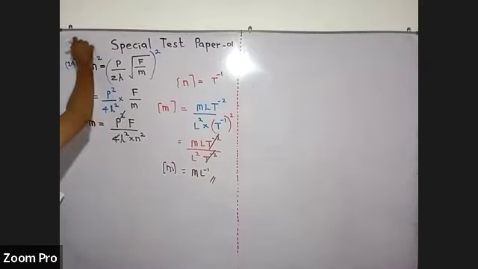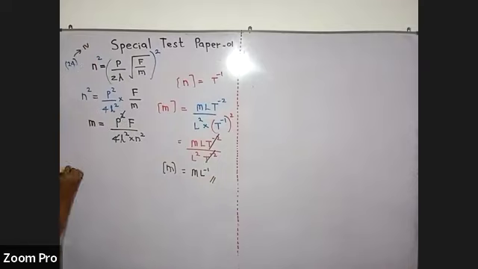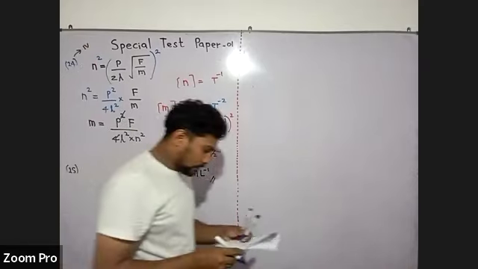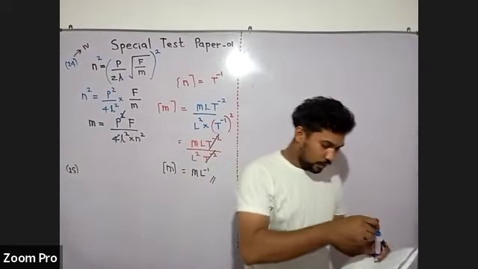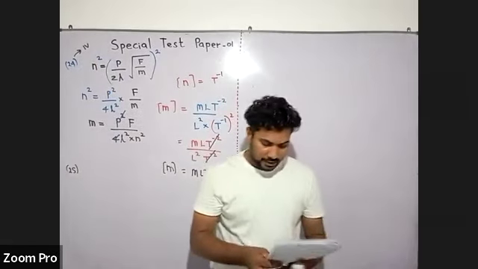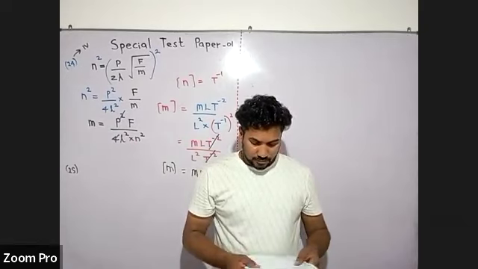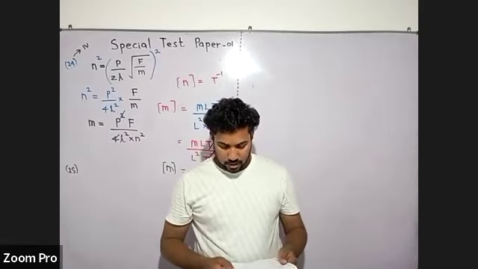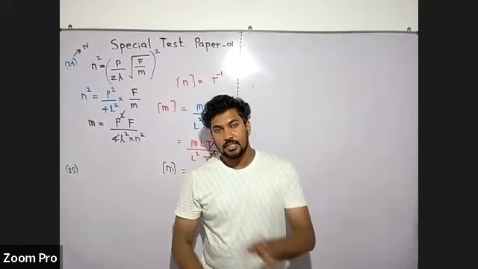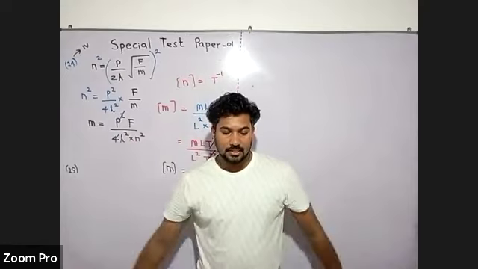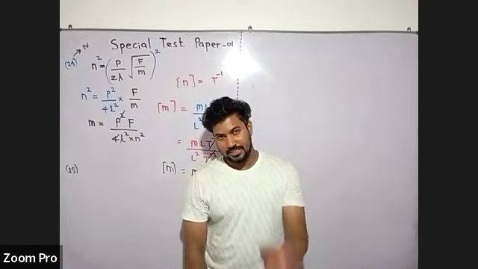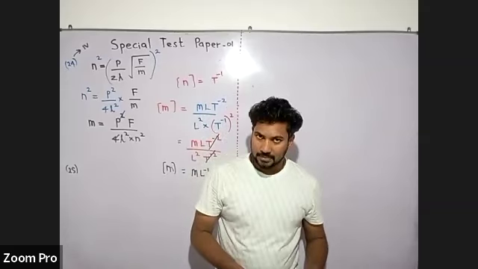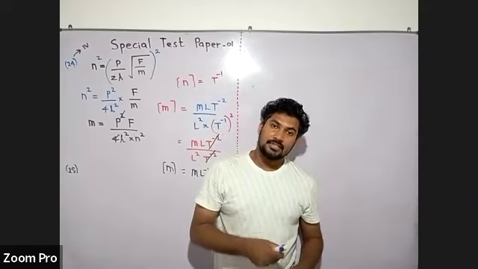So the answer should be the fourth part. Okay, in the 25th question, if the velocity V, force F and energy E are taken as fundamental units, then what are the dimensions of mass? So guys, this is not actually a new thing, but it is a kind of question type that can be given in the exam.